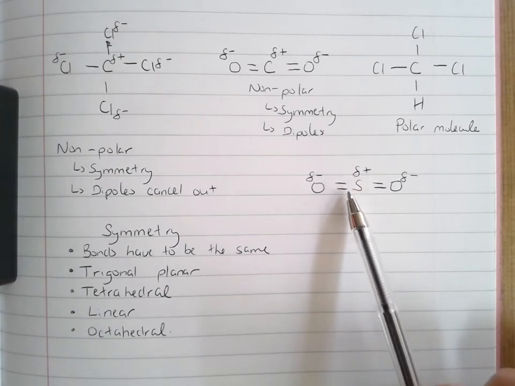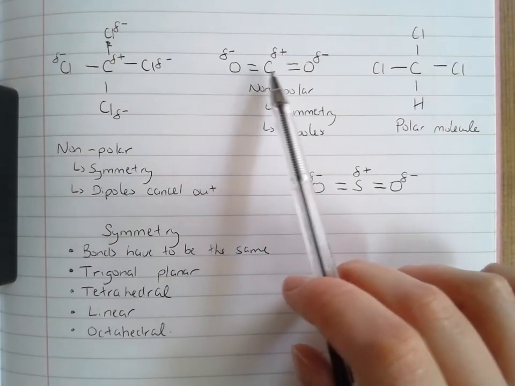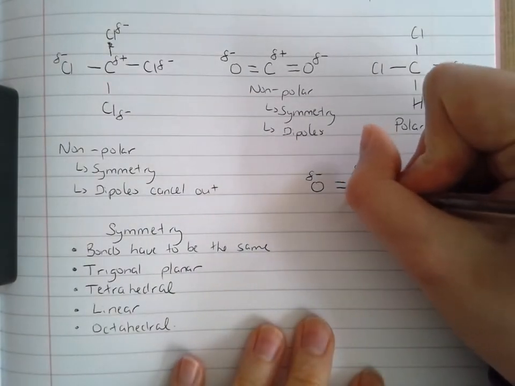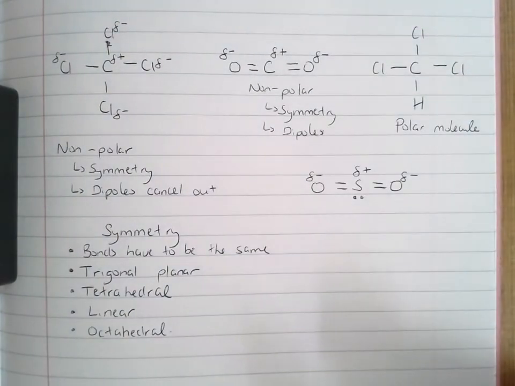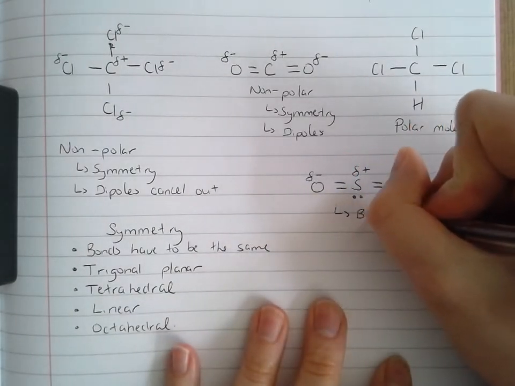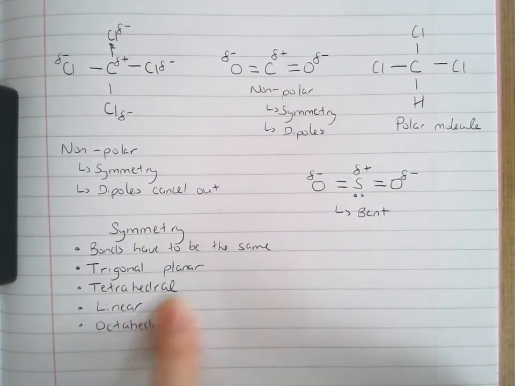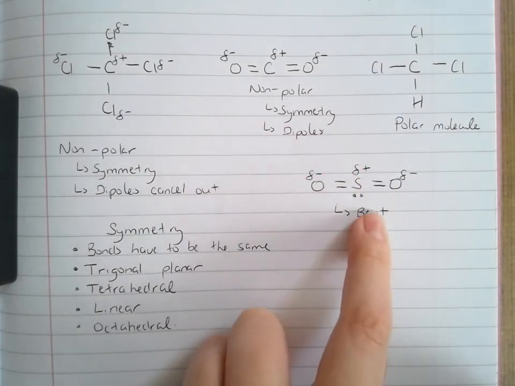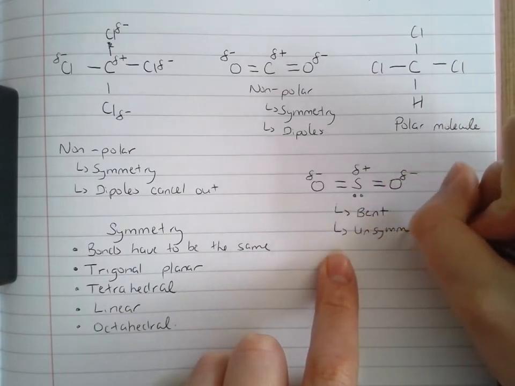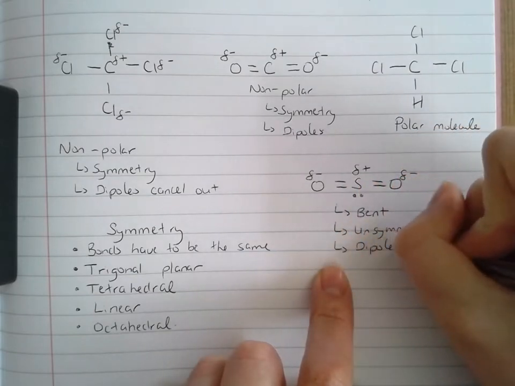What I haven't drawn in here is the lone pair on sulfur. Remember, carbon has only 4 electrons. 1, 2, 3, 4 are all involved in bonds with oxygen. Sulfur has a lone pair of electrons that are not involved in bonding. And because it's got a lone pair, the shape of this molecule is going to be bent. It's going to be non-linear. Bent is not one of my symmetrical shapes. So even though my bonds are the same, I do not have a symmetrical shape. That means unsymmetrical or asymmetrical. I'm going to call it unsymmetrical. And the dipoles do not cancel.